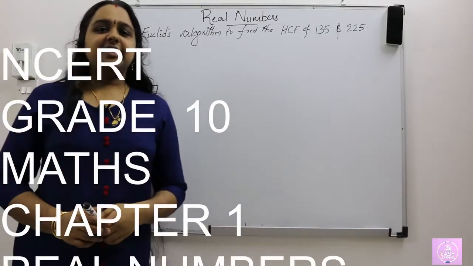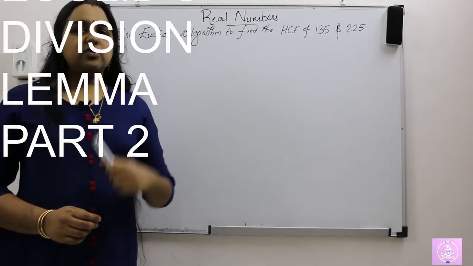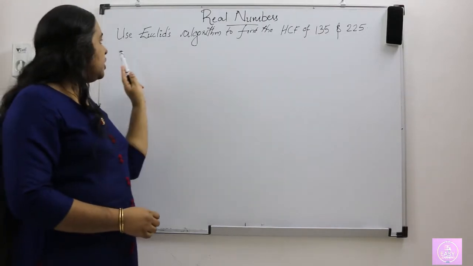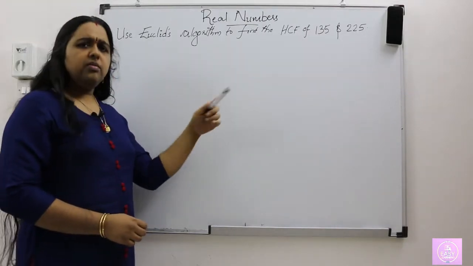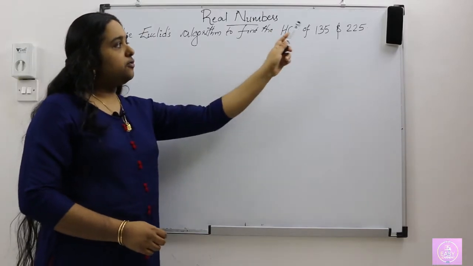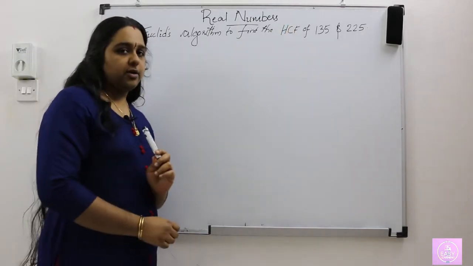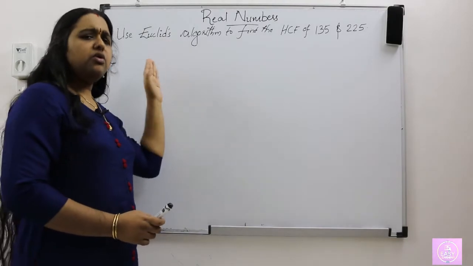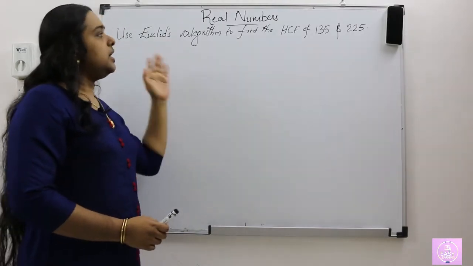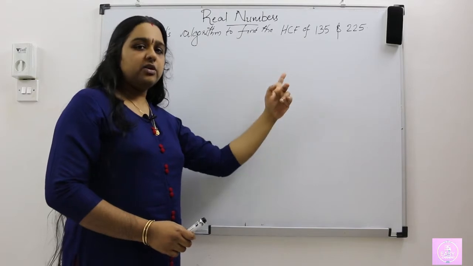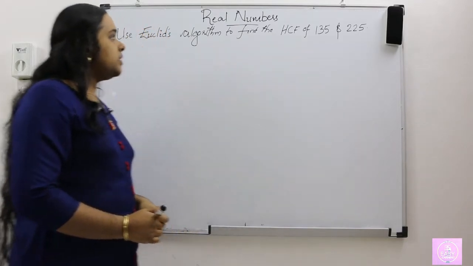Welcome back. Next we are going to discuss some more problems. Here is one problem. Use Euclid's algorithm or Euclid's division lemma to find the HCF of 135 and 225. We know that Euclid's division lemma, Euclid's algorithm, or you can call it Euclid's theorem, is used to compute the HCF, that is the highest common factor of any two numbers.